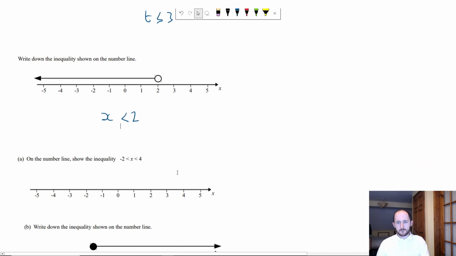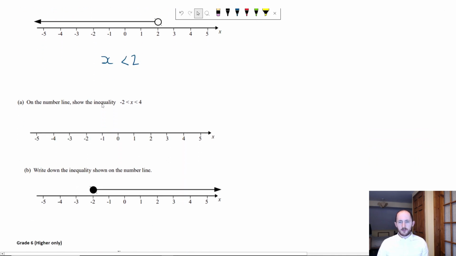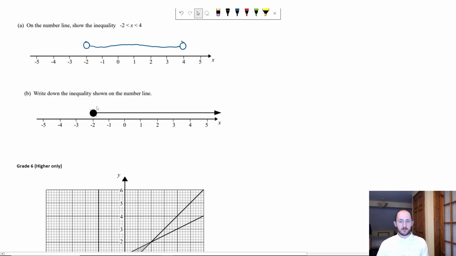Okay? On the number line, show the inequality minus 2 to 4. Okay? This is where it gets a bit more funky. We're going to put a circle on minus 2 and on 4. And then we're going to decide, are they hollow or are they solid? Well, in this case, they're not equal to, so I leave them hollow. And then all I do is draw a straight line, or as straight as you can, between them. That's it.